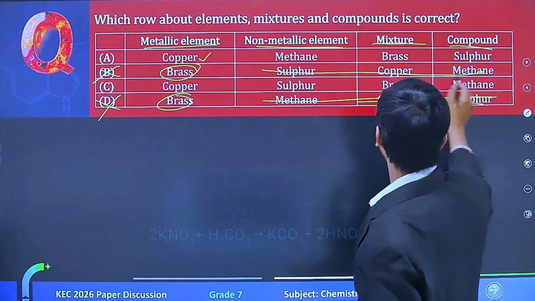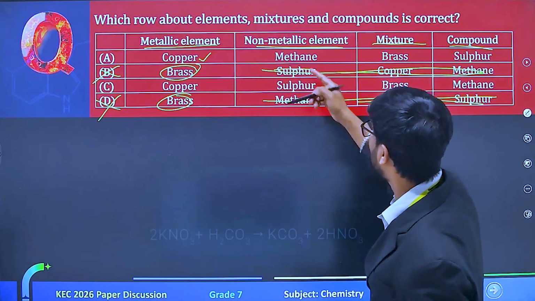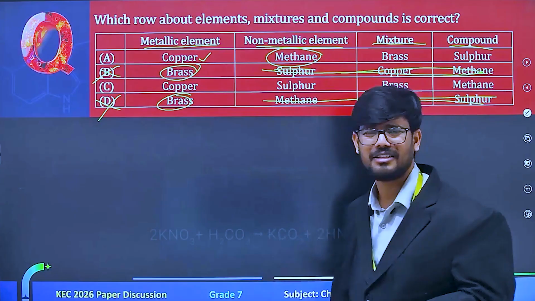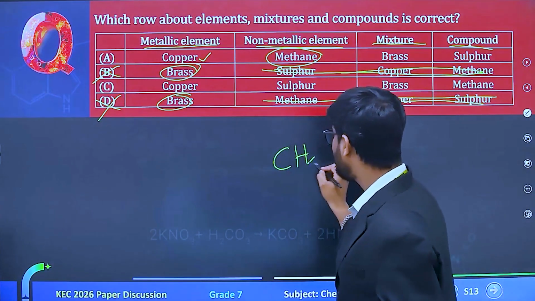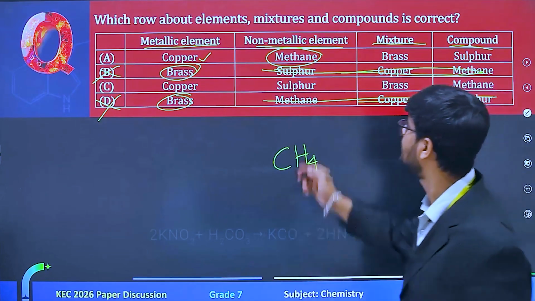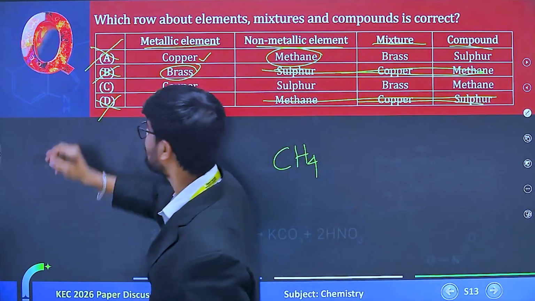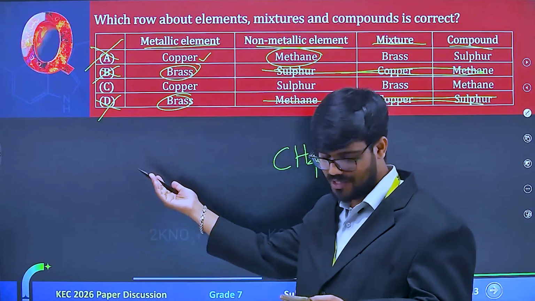Check other things. Non-metallic element, methane. How is methane an element? Methane is a compound, right? CH4. Methane is a compound. It is not an element. So by default it is wrong. So you have got the answer, right?